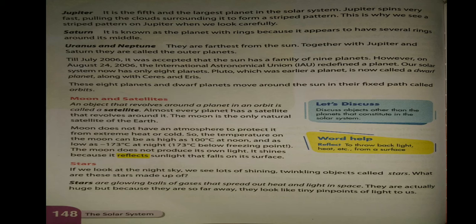Now, stars. If we look at the night sky, we see lots of shining, twinkling objects called stars. These stars are glowing balls of gases that spread out heat and light in space. They are actually huge, but because they are so far away, they look like tiny pinpoints of light to us.